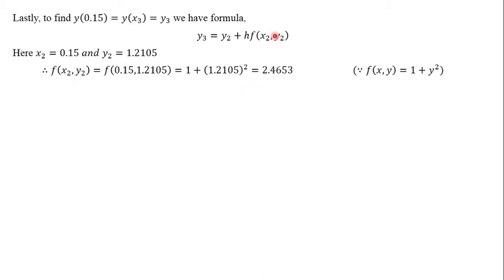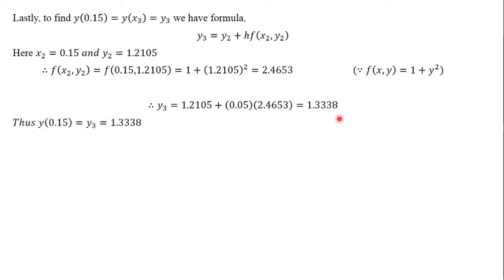So put f at (x2, y2) is here. Then h is 0.05 and y2 is 1.2105. So you will get y3 is 1.2105 plus 0.05 into f at (x2, y2) is 2.4653. Simplify this, you will get y3 is 1.3338. So this is nothing but y at 0.15, and that is nothing but y3, and value is 1.3338. So here we have obtained y at different x_i's.